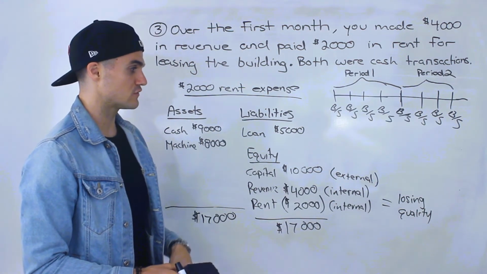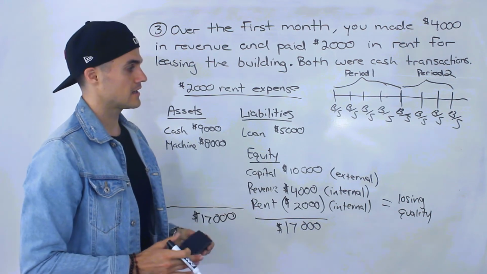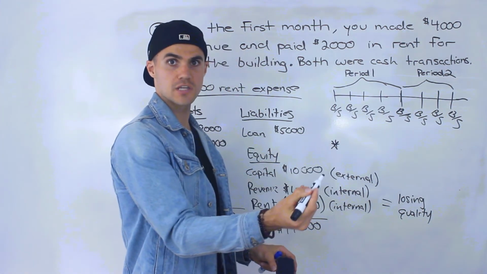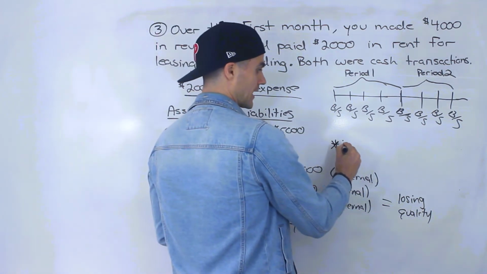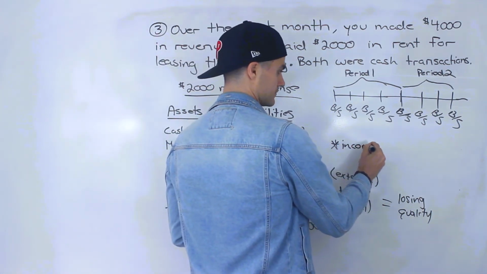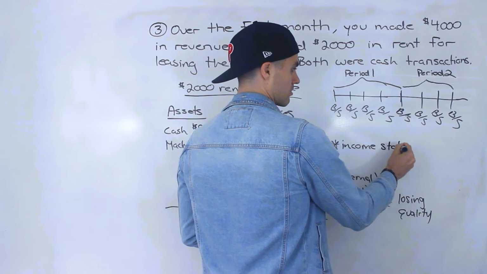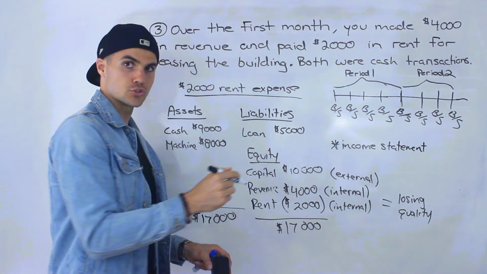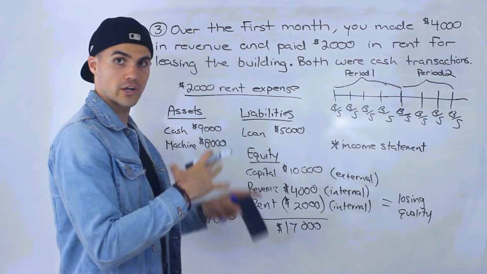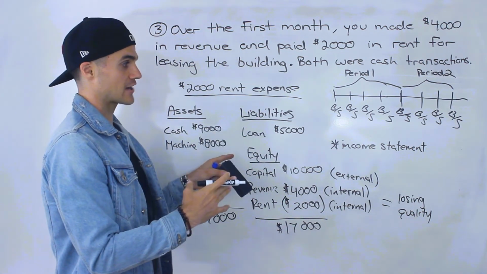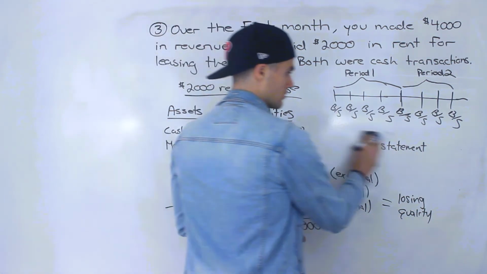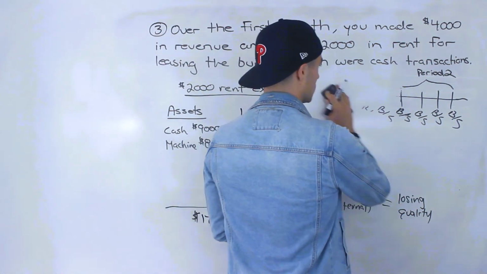And so what we do to fix that issue is we actually introduce another financial statement, and it's called an income statement. And what it's going to allow us to do is organize these transactions within a period. Okay, so let me show you visually again what's going on.